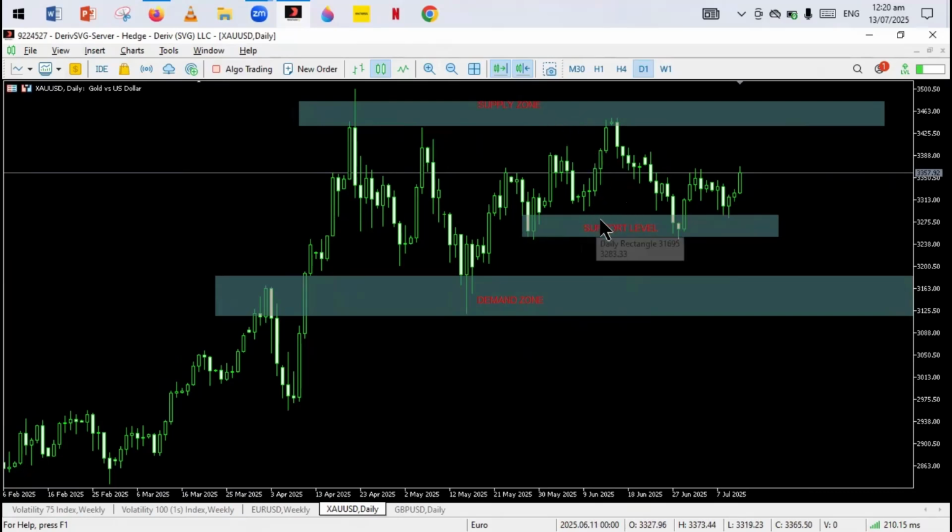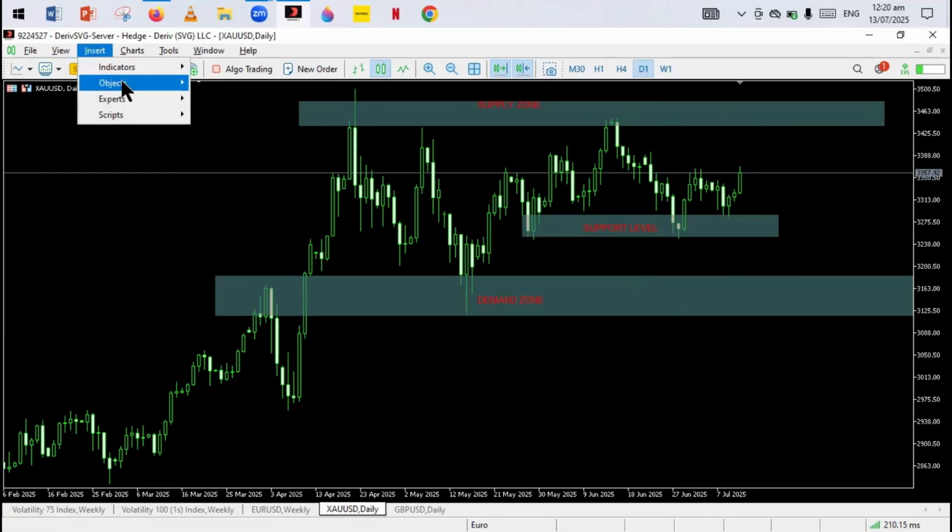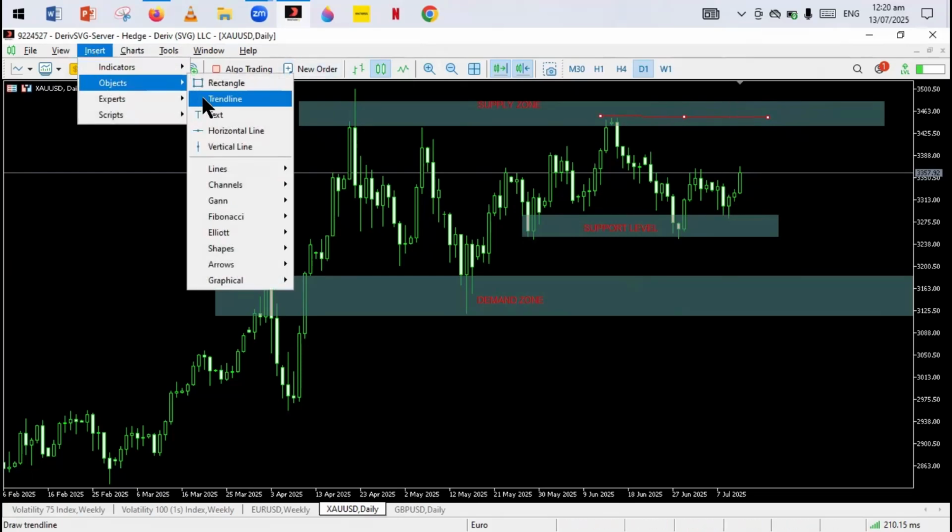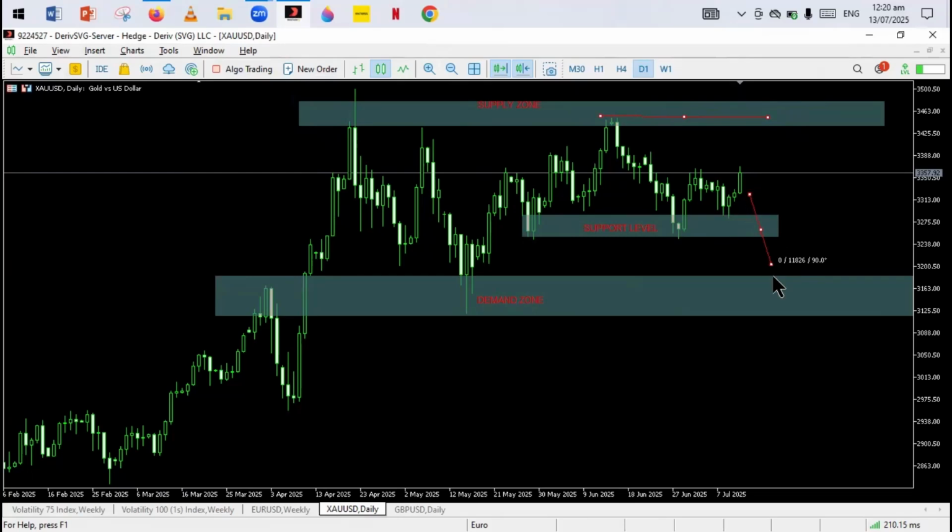Now, however, for the gold, price is finding support at this level. So price is currently likely to go and break structure to the upside. Like that. That's a possibility that's likely to happen. Price will go and break structure to the upside, or it might come back to this demand zone again. But that's how you can tell.